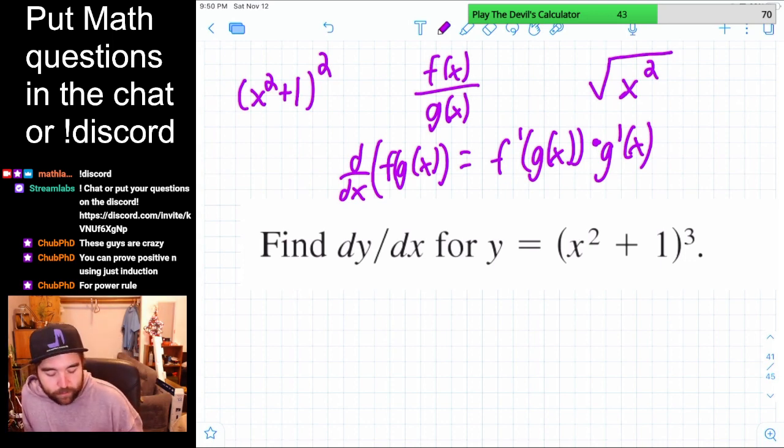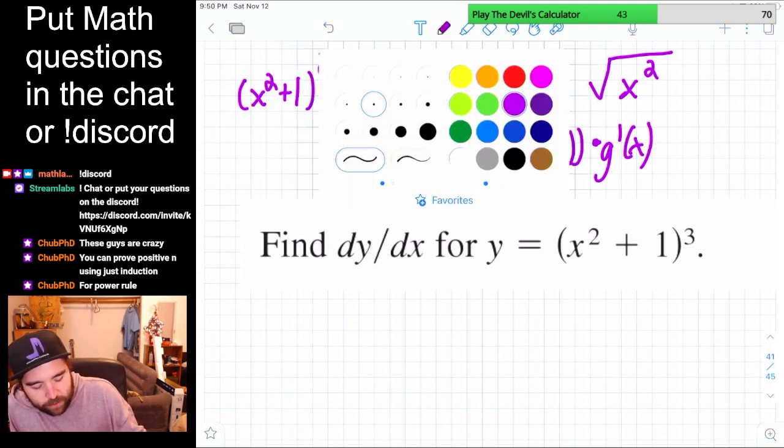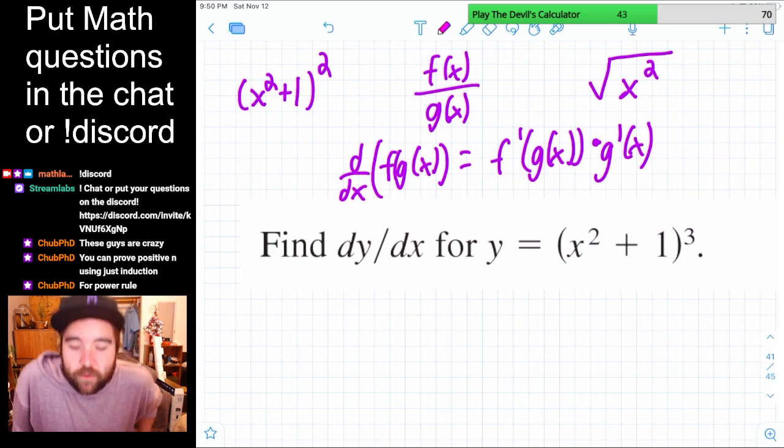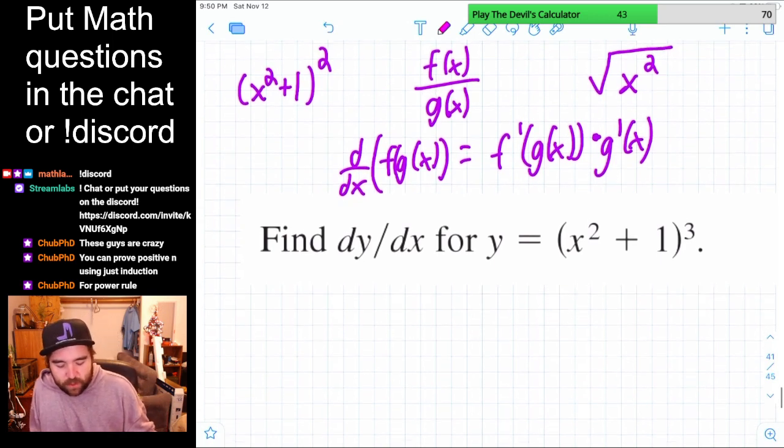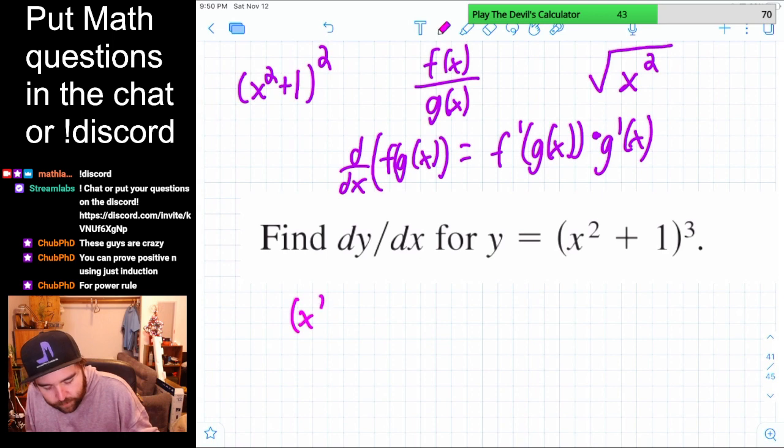So here's what we're going to do. We're going to go through these one by one. We're going to take the derivative of them how we already know how, and then we're going to take the derivative using the chain rule, and then we're going to show that it works. We're going to show that they're the same. So let's take the first function. So let's do it normal first.